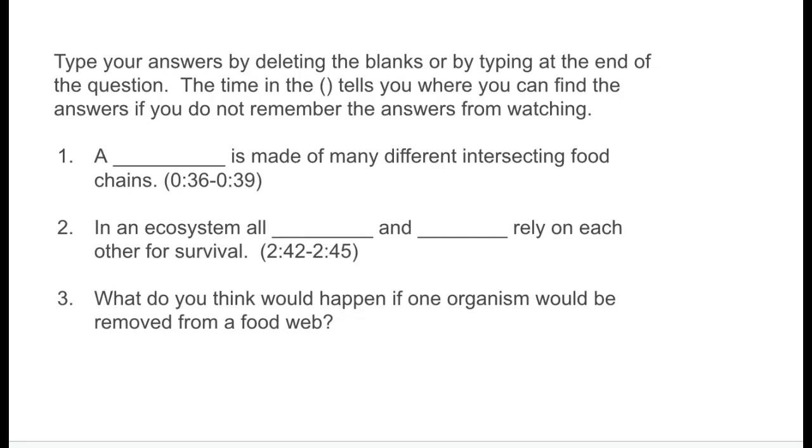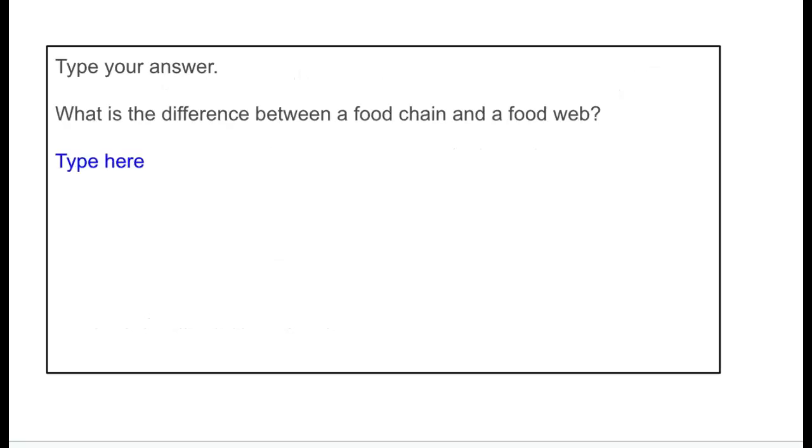Number 1. A blank is made of many different intersecting food chains. Number 2. In an ecosystem, all blank and blank rely on each other for survival. Number 3. What do you think would happen if one organism would be removed from a food web? Type your answer. What is the difference between a food chain and a food web?